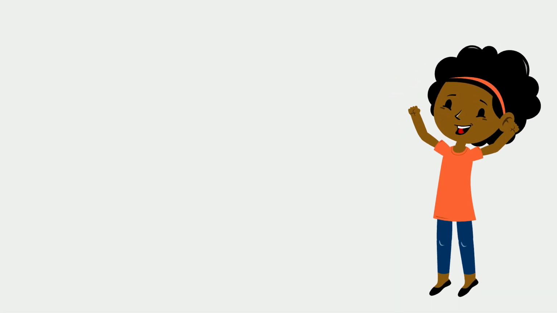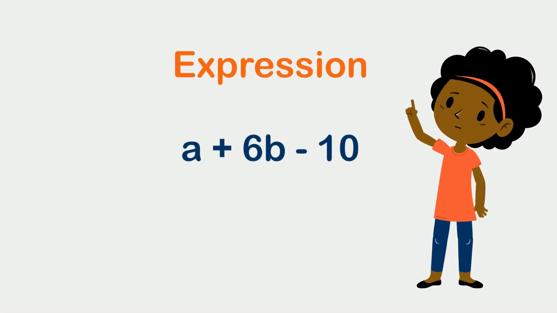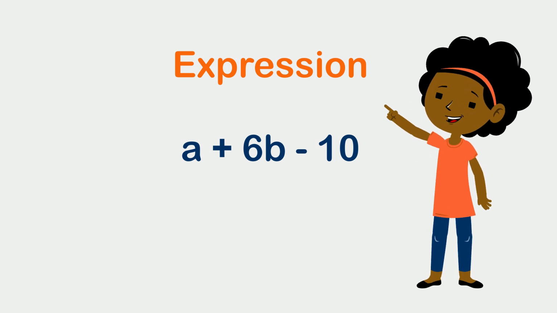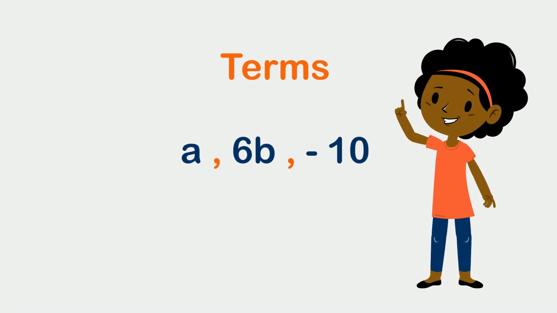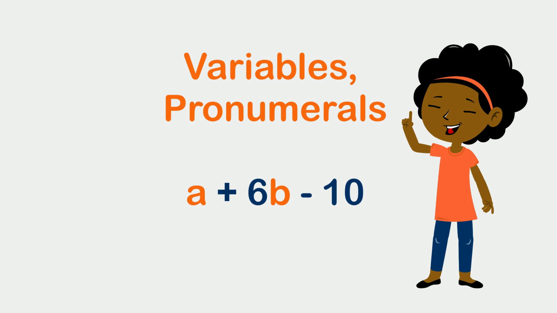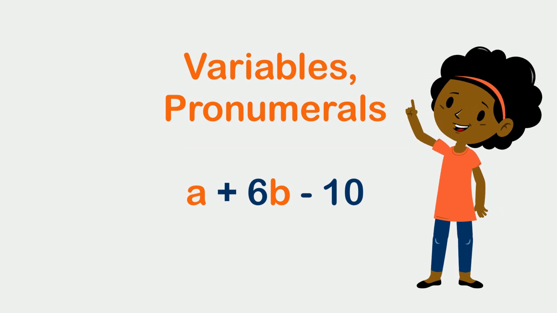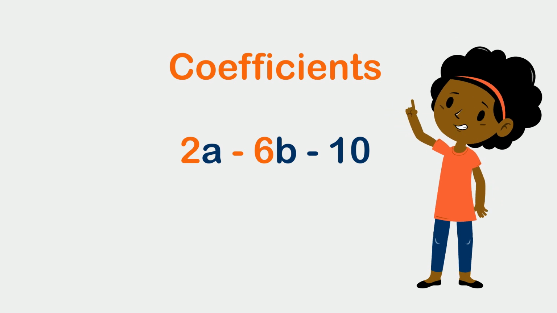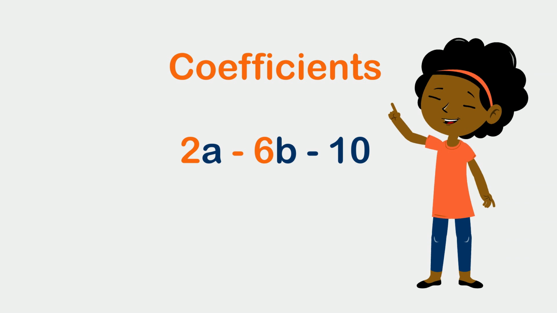Let us recap them all. The whole mathematical sentence is called an expression. Expressions consist of separate terms. Terms can be variable terms when they include letters, or constant terms when they are only numbers. Letters in algebra are called variables or pronumerals, and they stand for numbers. Numbers that appear in front of letters are called coefficients, and they are multiplied by them, but the multiplication sign is invisible. Well done.